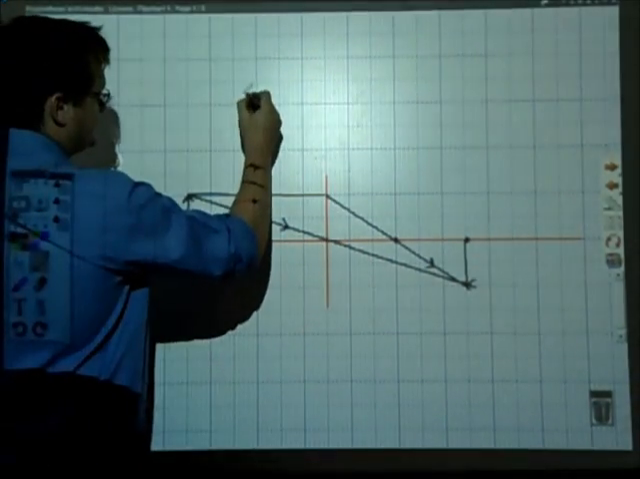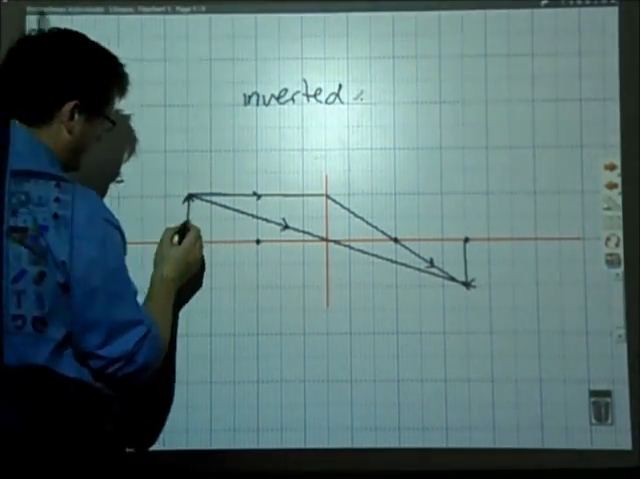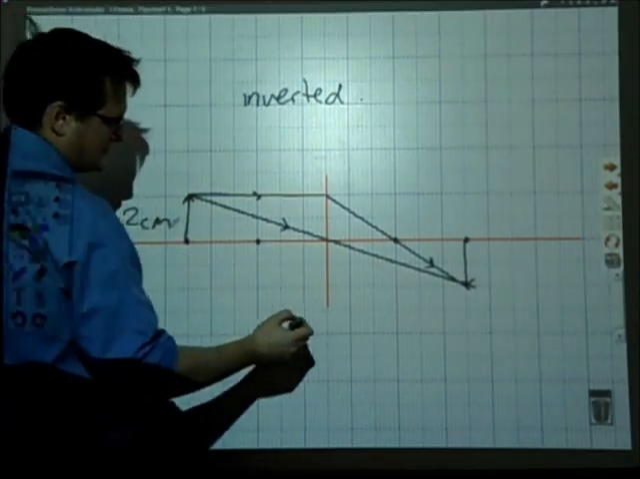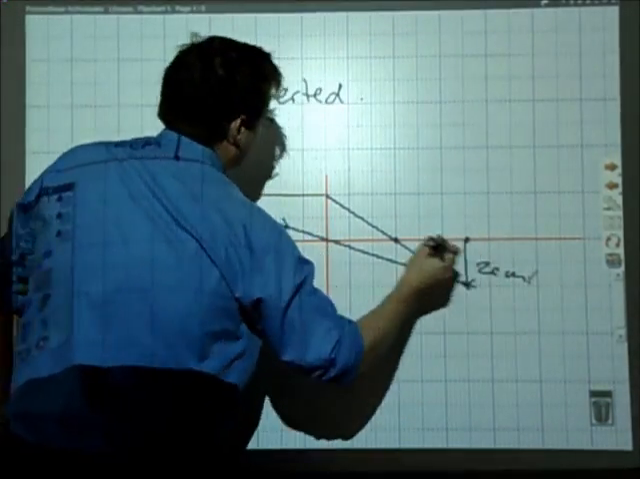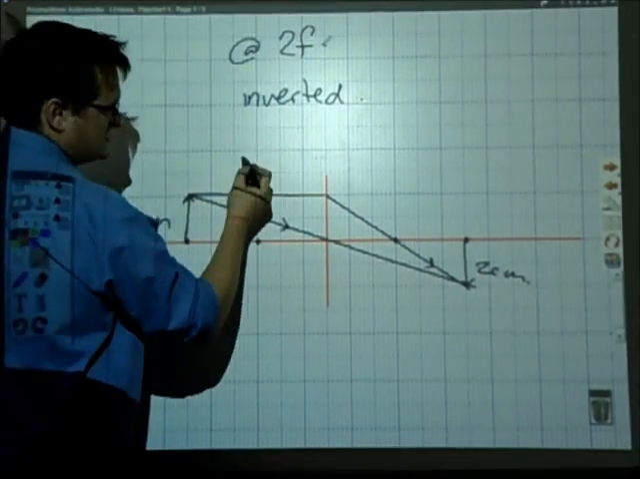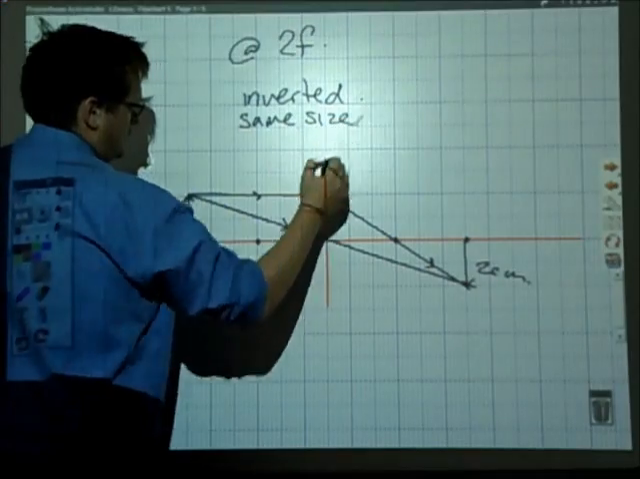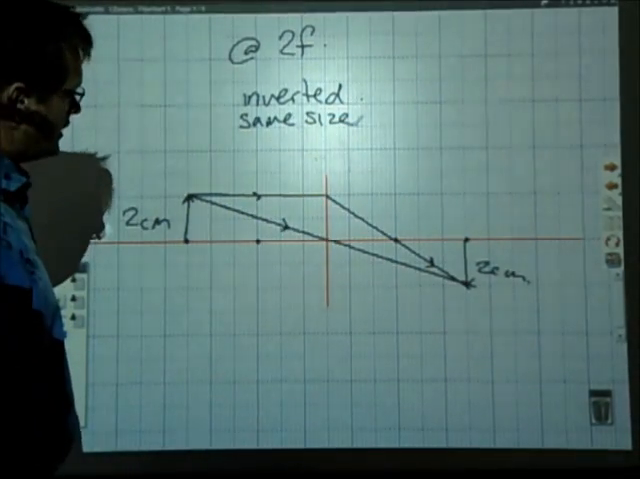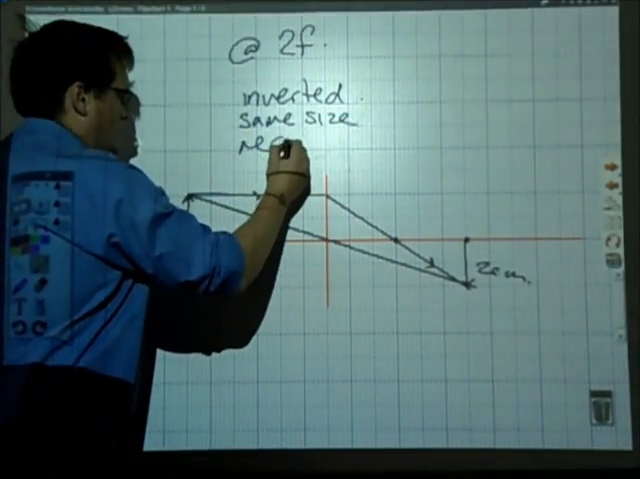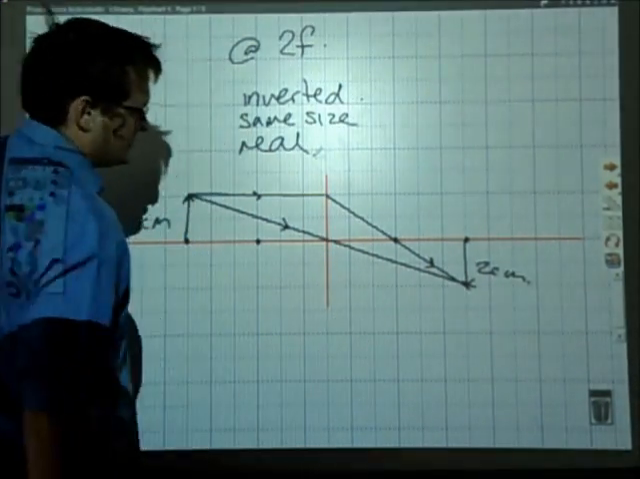Well, it's inverted. The crucial thing is, this is 2 centimeters tall, and so is this. So at 2f from the lens, the image is inverted. It's the same size, and it's real. Okay, because again, it can be projected, and real rays of light produce it.